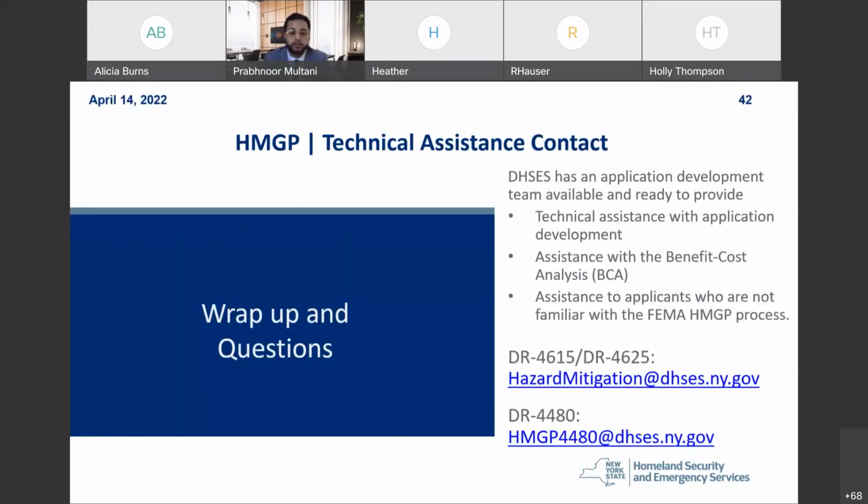Hazard Mitigation Grant Program Technical Assistance Contact. Now, DISHES has an application development team available and ready to provide technical assistance with application development, assistance with the benefit cost analysis, and assistance to applicants who are not familiar with the FEMA HMGP process. Right below that, we have the email address listed for all 3 disasters. If you have any questions, would like us to take a look at any ideas, we'd be more than happy to work with you. So please reach out.